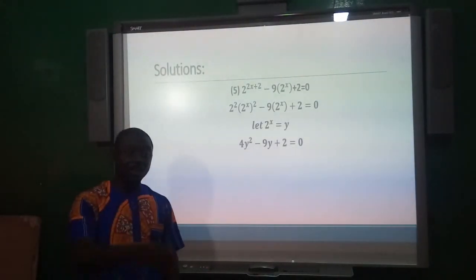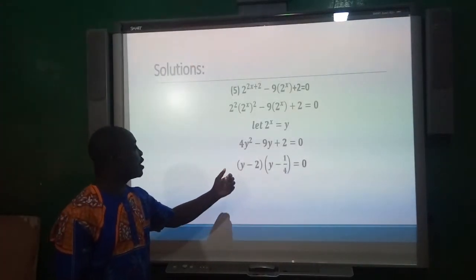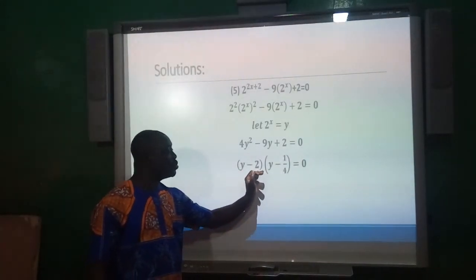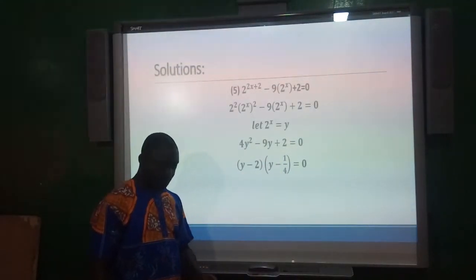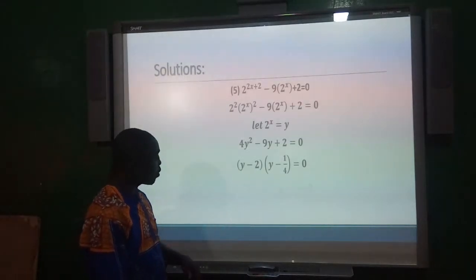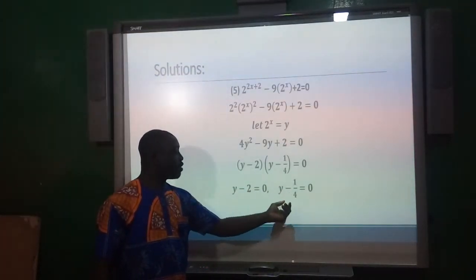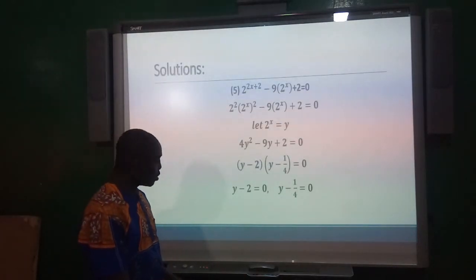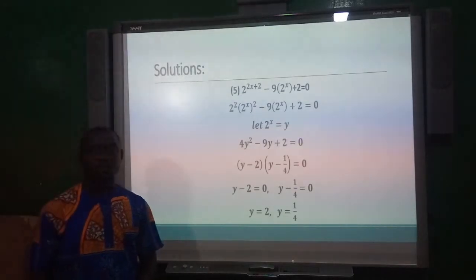I hope you have finished solving the quadratic equation. So what am I expecting? I'm expecting the factors of the quadratic equation to be y minus 2 all into y minus 1 over 4 equal to 0. So you solve for this and say y minus 2 is equal to 0, and then y minus 1 over 4 is also equal to 0. So you get y is equal to 2 and y is equal to 1 over 4.